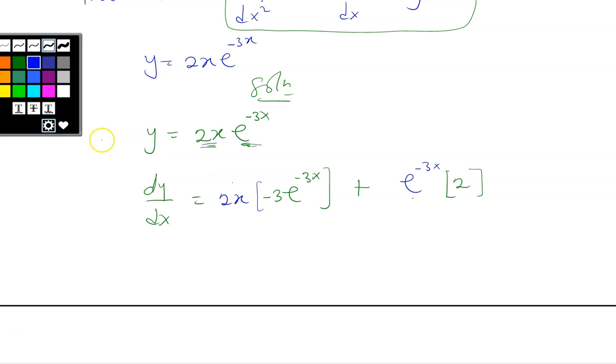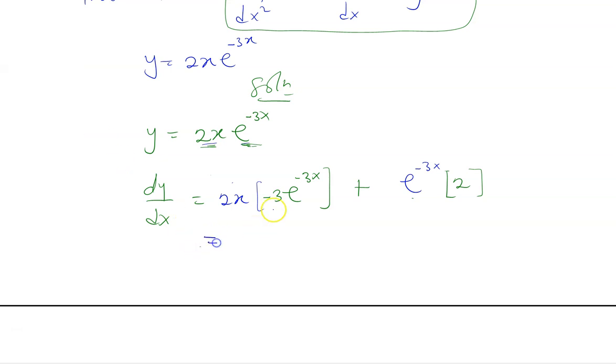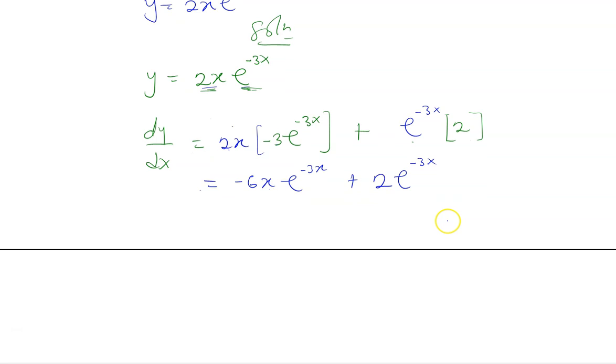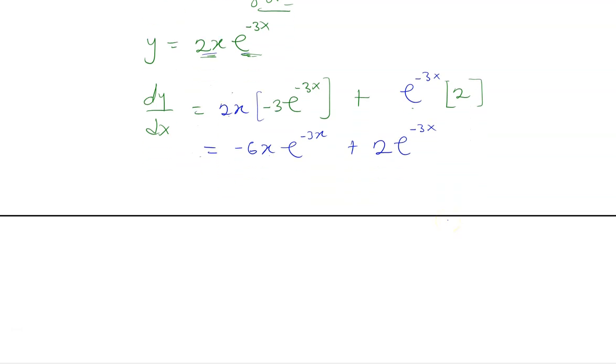So now that we've been able to differentiate it like this, we can simplify. Okay, simplifying it, what do we get? I'm going to get negative 6x, right? This gives me negative 6x e^(-3x). Okay, so 2 times negative 3 is negative 6x, and e^(-3x), right? Plus, what do I get here? 2e^(-3x). So that is the final answer for dy/dx.